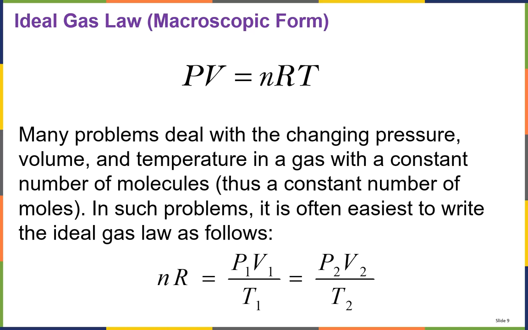And so nR, using the ideal gas law, is PV over T. So when you're transitioning from one state to another, if the number of molecules stays constant, then you can just use PV over T equals PV over T. If you know all but one of those, you can calculate the last one. And when we get to thermodynamics, which is what we're morphing into, that's what we're going to do a lot of.